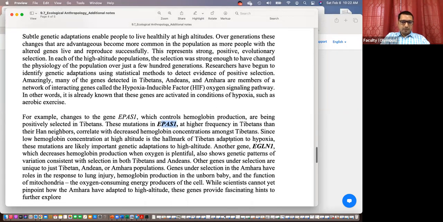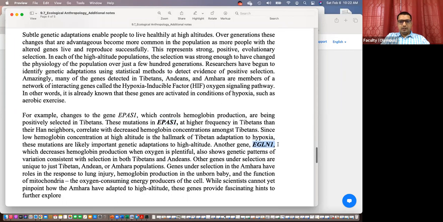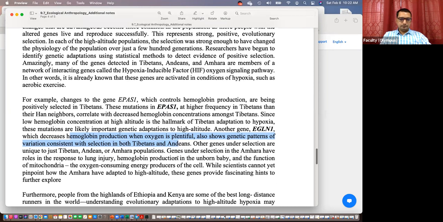Also, I briefly mentioned a gene called EGLN1. If you can remember, write about both of these. These are the only genes that I found in the literature with respect to the genetic changes that happen. EGLN1 also decreases hemoglobin production when oxygen is plentiful. But Tibetans and Andeans, we talked about, have different patterns, right? Some of the patterns you notice are because of mutations in the genes. So certain genetic changes have happened in the process of adapting differently to high altitude climates. Those genes I've explained briefly here.